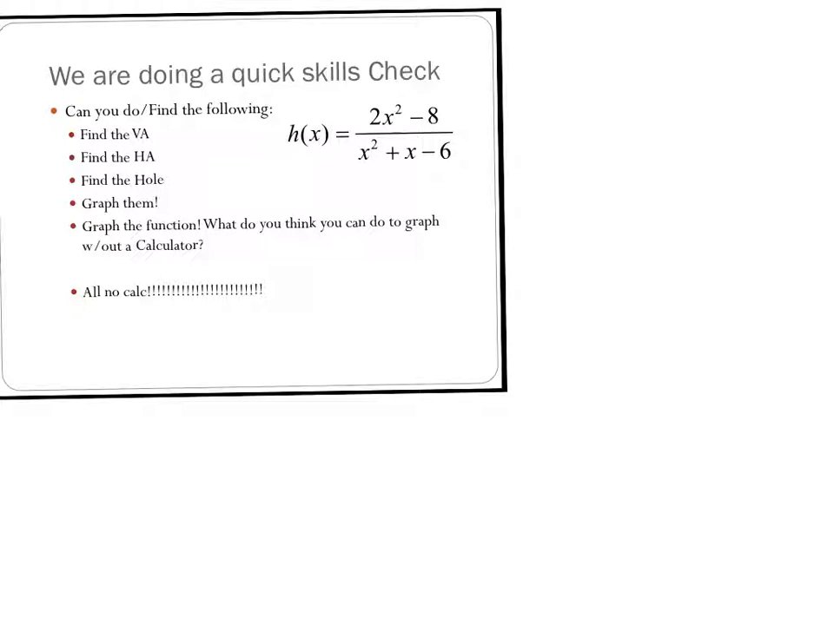Okay, so here is a quick skills check regarding the different types of domain restrictions we will have in rational functions: vertical asymptote, horizontal asymptote, and hole. So I'm going to go through and find each of these. If you know how to find one, you just want to confirm your answer, just fast forward a little bit. It'll be a relatively quick video.